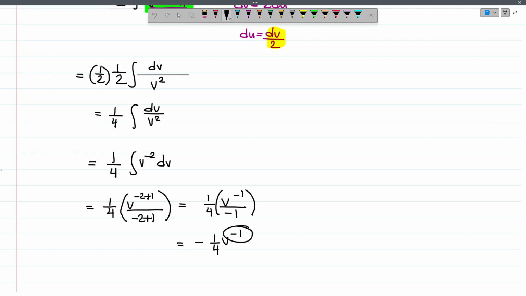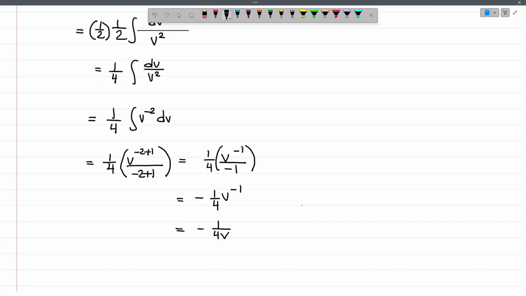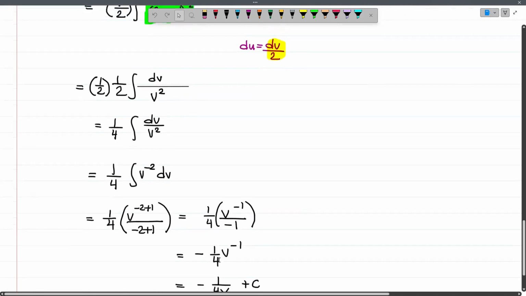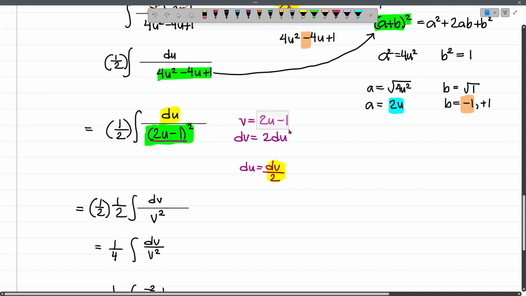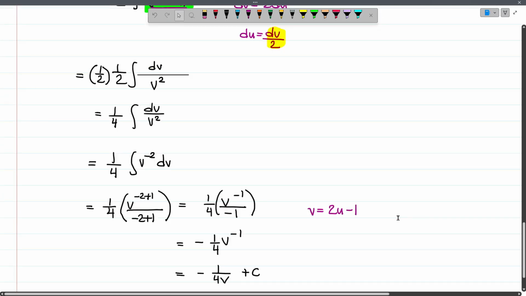And then since our exponent is negative, we can just actually move that down. And so we have minus 1/4, and then let's move v down. It will be here. So we have -1/4v. And then let's not forget our constant of integration. So we have plus c. And so this will be our answer. However, we need to substitute back our original equations. Now take note that our v is just equal to 2u minus 1. And so we will now change this one. Let me just copy this. And then let's also look at our u.